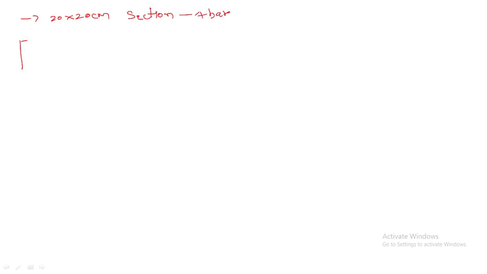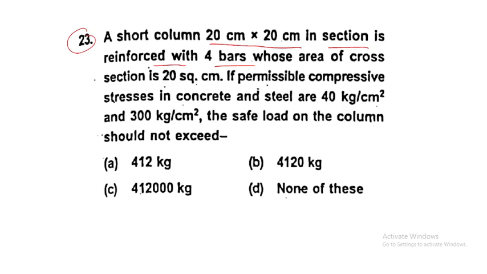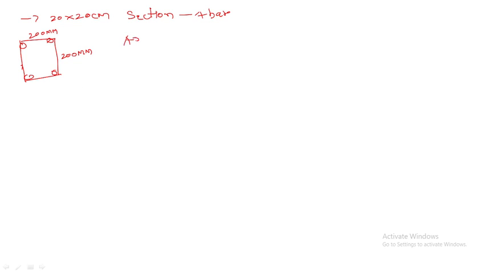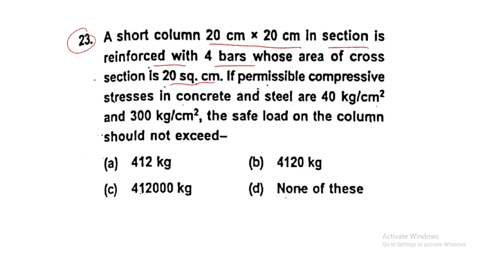Let me draw the diagram so that you can understand easily. 4 bars, right? 20 into 20 means 200 mm into 200 mm. Next, the area of cross section of the bars is 20 centimeter square. If the permissible compressive stresses in concrete and steel are 40 and 300, right?